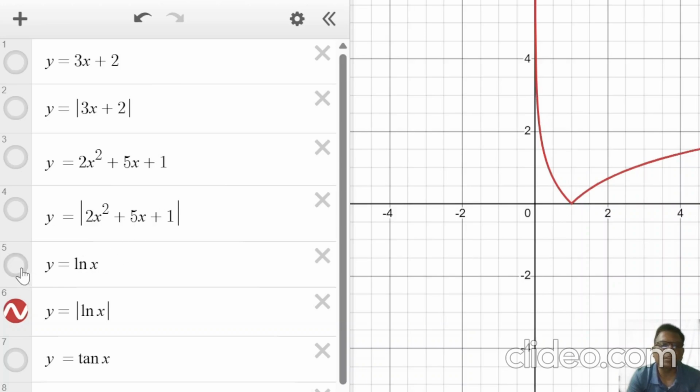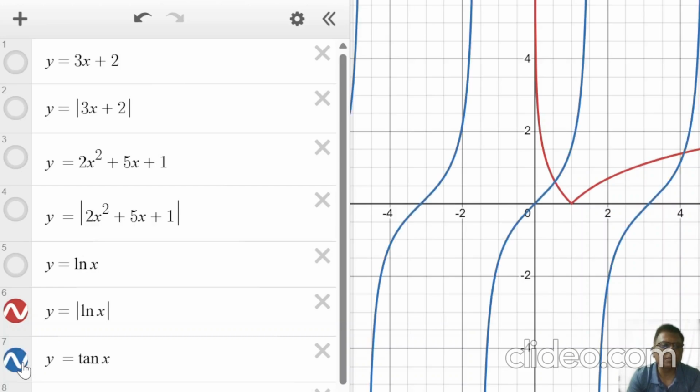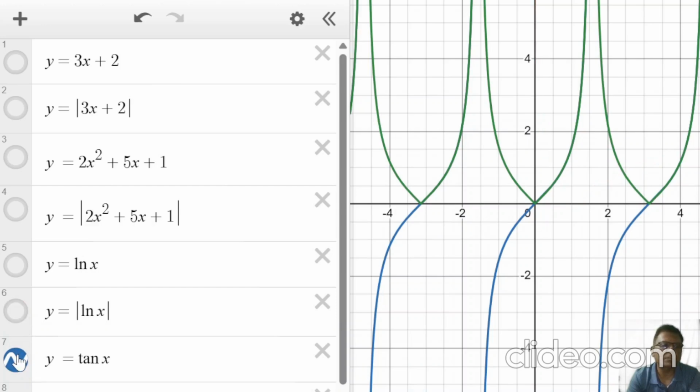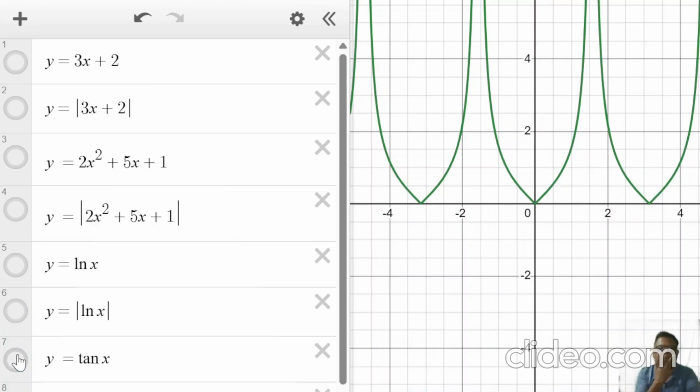So delete the earlier graph, it's been like that. So this is a 10x graph. If you take log of mod of 10x, then the graph will be like this. And just remove this one. So the graph will be like this. Just mod 10x graph will be like this.